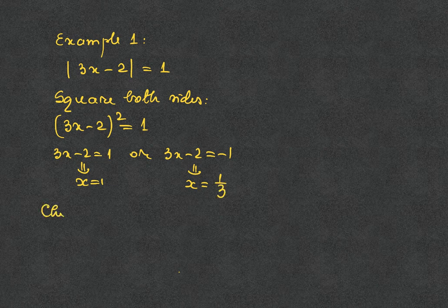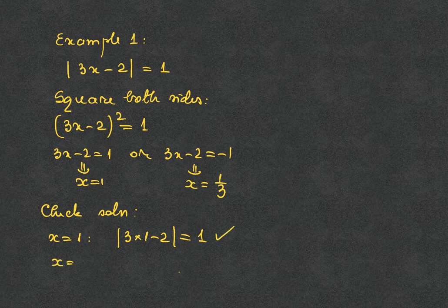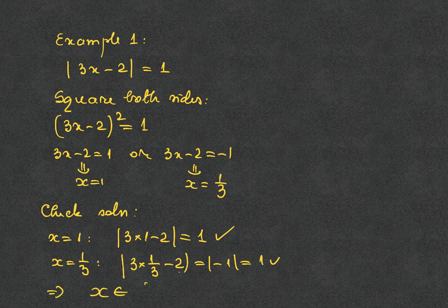And then I go and check solutions. So x equals 1. Absolute value of 3 times 1 minus 2 is 1, correct, so that's a good solution. X equals 1 over 3. Absolute value of 3 times 1 over 3 minus 2 is absolute value of negative 1, which is 1. So it's a solution as well. Therefore, my solution set is 1 over 3 or 1.